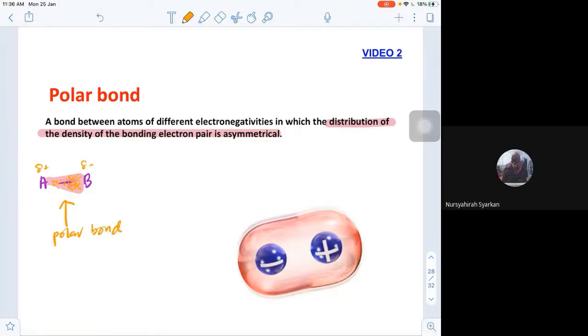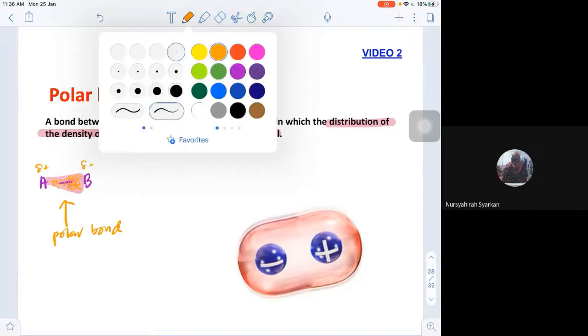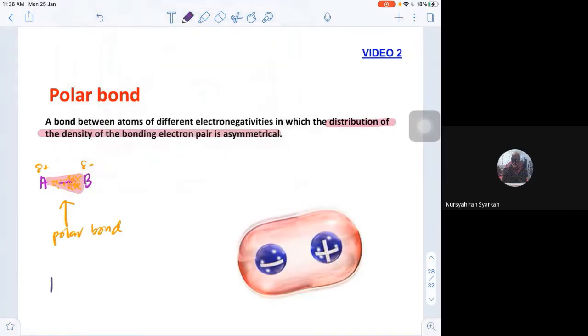As compared to a bond made between two atoms that have the same electronegativity. For example, a bond between fluorine atoms just now. We know that fluorine is the most electronegative atom. But since these two atoms have the same ability to attract the electron, the electron density between them becomes balanced. It is symmetrical. The electron density becomes symmetrical, or balanced, the same distribution of the electron. Then the bond is a non-polar bond.